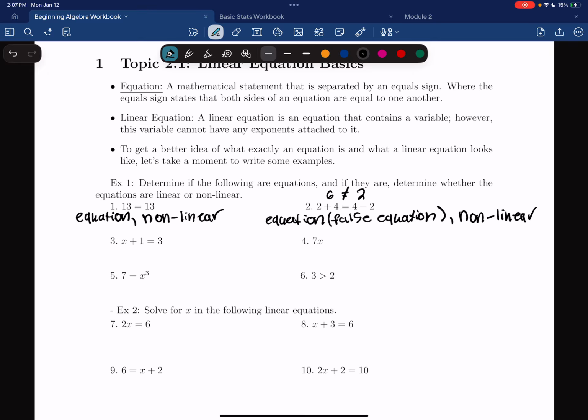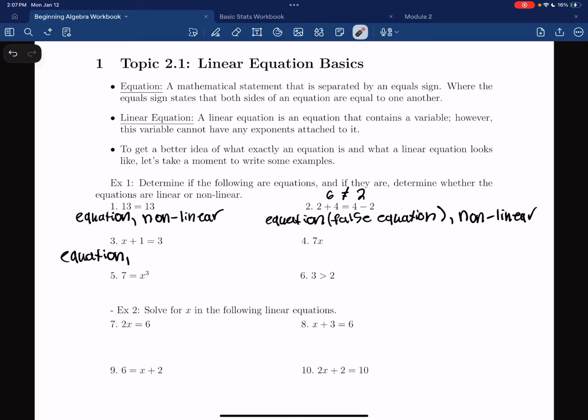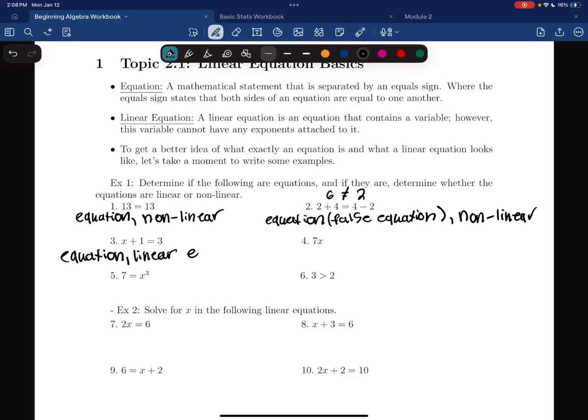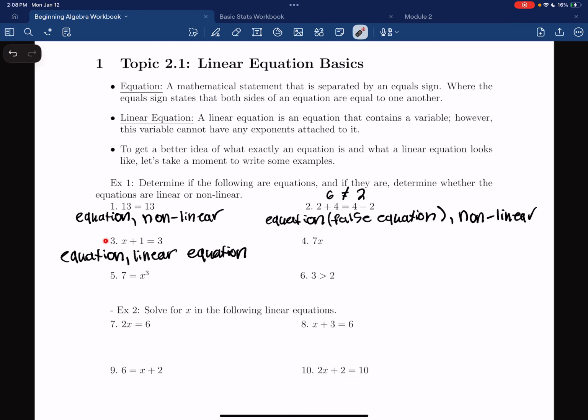Looking at example 3, well, we have an equal sign, so we know this is an equation. And looking at this equation, there is a variable, there's a letter, and we don't visibly see any exponents attached to this variable, so this is a linear equation. And in fact, in this section of notes down here, you're going to learn how to solve these kinds of linear equations that you see here.